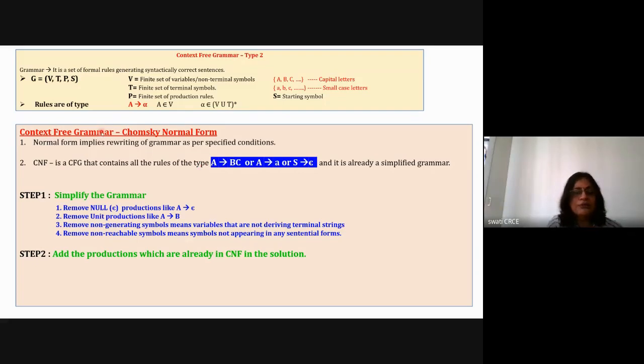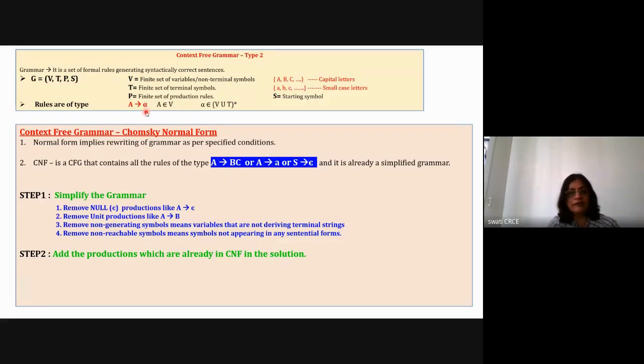Today's objective is to learn how to get CNF from CFG. So you have the CFG and you have to convert it into CNF. CNF is the short form of Chomsky normal form. Chomsky is the name of the scientist who devised this method and the classification of the languages. So what is this CNF? This CNF is a CFG that contains all the rules of the type A goes to BC. Like here we say that CFG means A goes to alpha, where alpha means a group of variables and terminals.